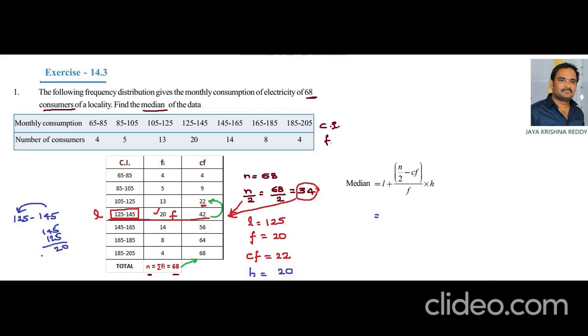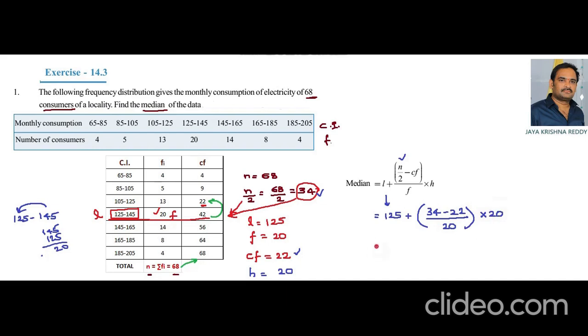Now substitute in the formula. L is 125, plus, in the numerator, n by 2, which is 34, minus the CF value, 22, by, in the denominator, f, which is 20, times the height h of the class interval, which is 20.